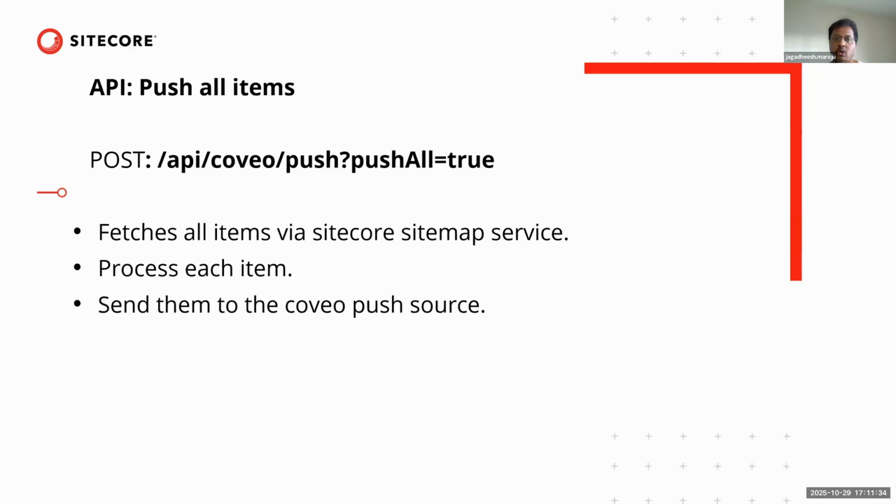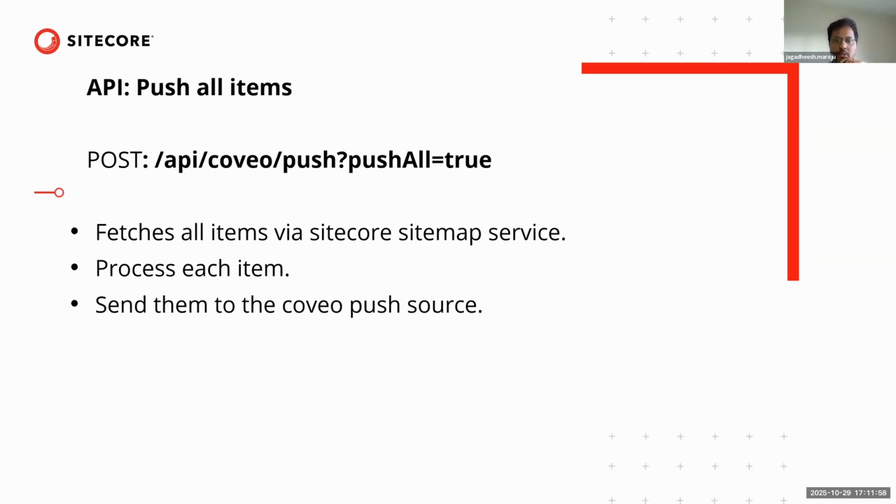Push all items: how does it work? When the API runs a full crawl, it goes through the entire Sitecore sitemap, processes each item, and extracts only the fields and components that actually matter. Then it sends all of that structured content straight to Coveo. This approach is perfect for things like an initial index rebuild, or for nightly jobs that keep your content fresh and up to date.